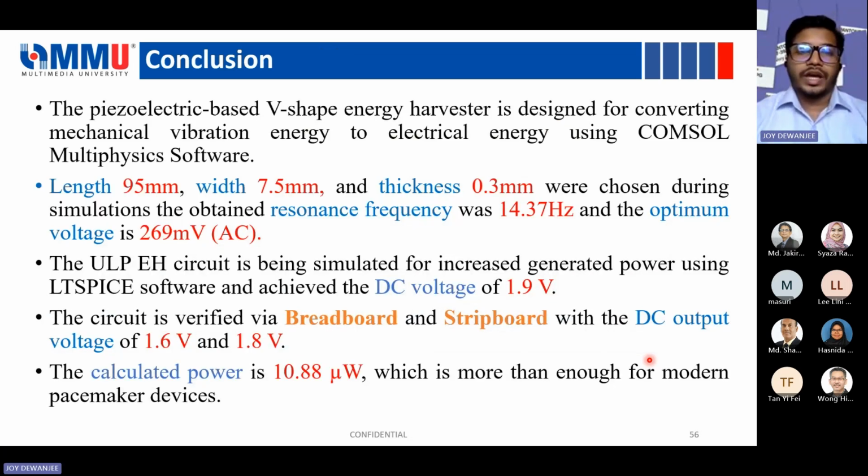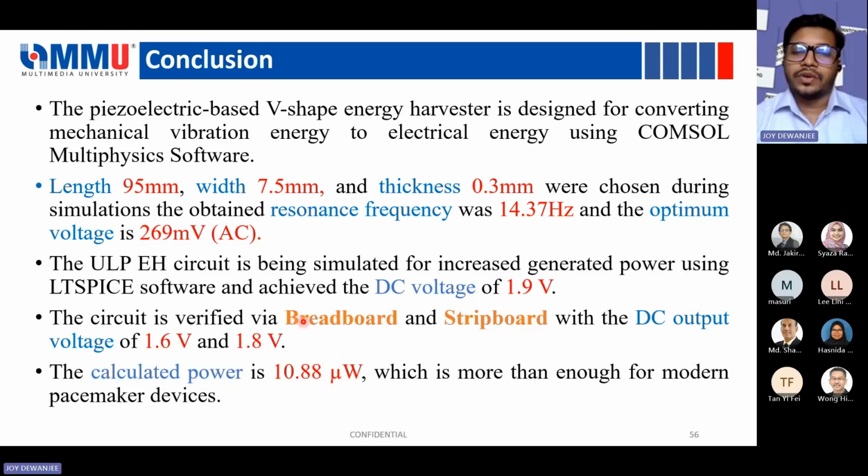Finally, we have designed the V-shape cantilever beam energy harvester for converting mechanical vibration energy to electrical energy, using the COMSOL software. The beam has a length of 95 millimeter, width of 7.5 millimeter, and thickness of 0.3 millimeter. We also found the optimum resonance frequency is 14.37 hertz with a voltage of 269 millivolt AC. After that, in the LTSPICE software simulation, we found the final voltage is 1.9 volt.